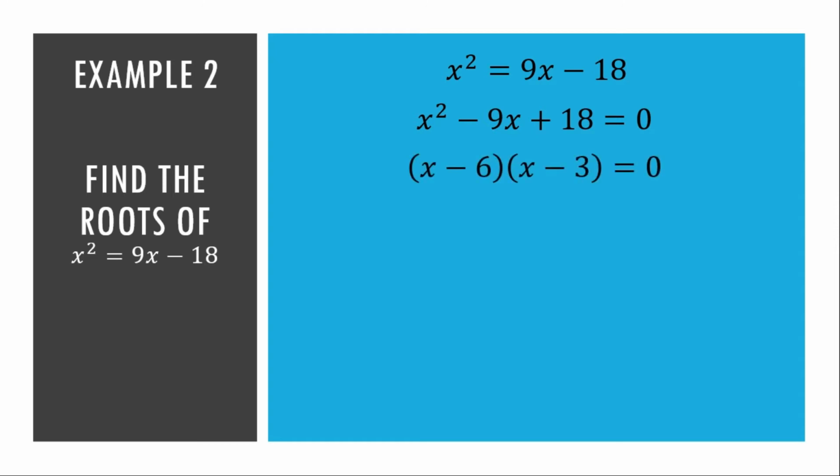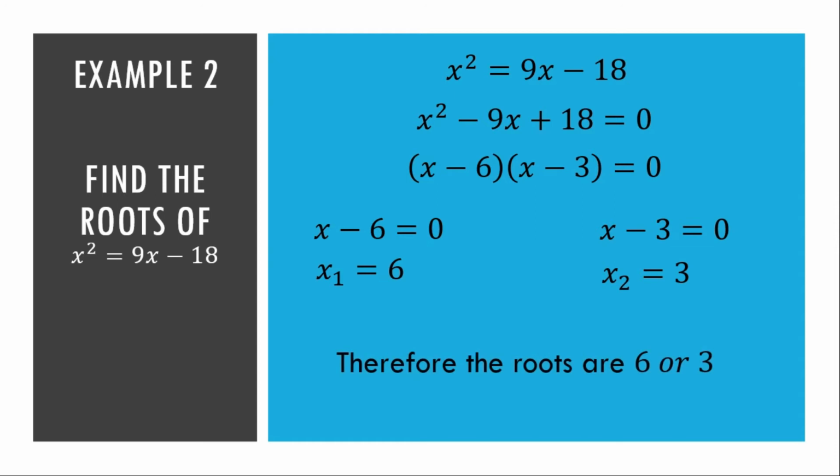Then, factor na. X minus 6 tsaka x minus 3 is the factors of this equation. Then, solve na natin itong dalawang factor natin after we equate to 0. So, x minus 6 equal to 0 and x minus 3 equals to 0. So, you will have for the x sub 1 is equal to 6 and x sub 2 is equal to 3. So, ang ating roots are 6 or 3.